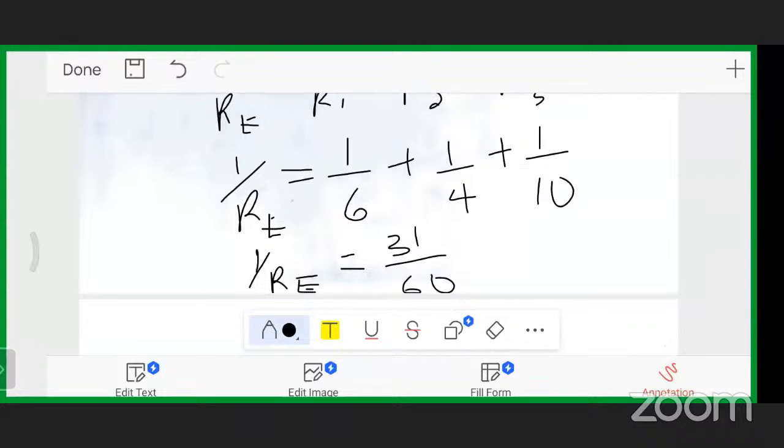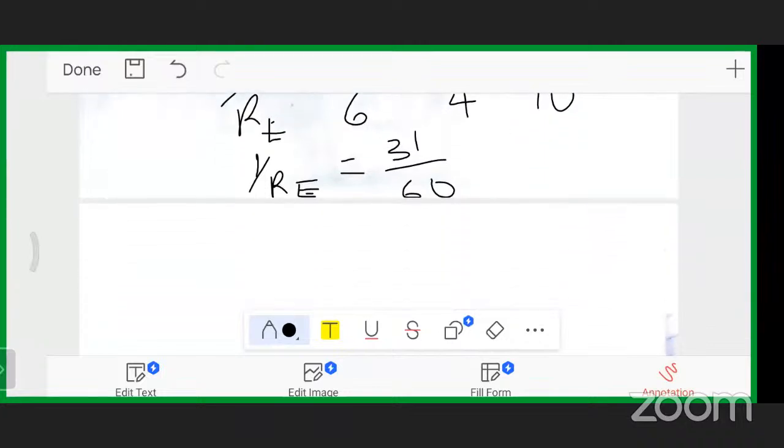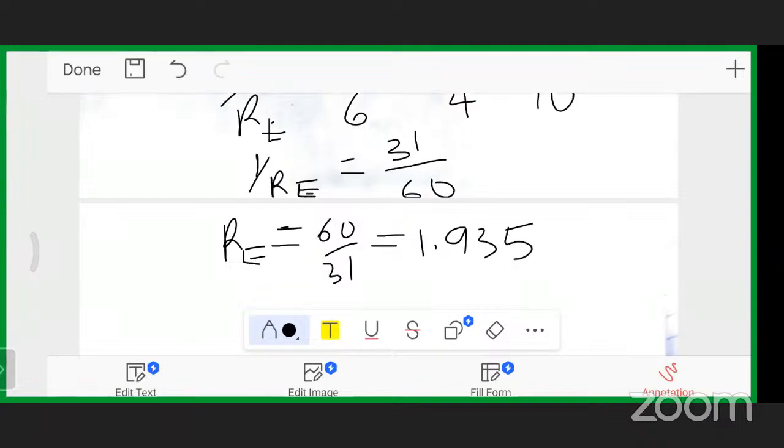So that is 1 over RE. So we need to find RE. Now to get RE, the effective resistance, you take the reciprocal of both sides. The reciprocal of 1 over RE will give you RE. Then the reciprocal of 31 over 60 is simply 60 over 31. Then you can simplify that and give me the answer as a decimal. We don't give fraction answers here, except in specific cases. 1.935 ohms.